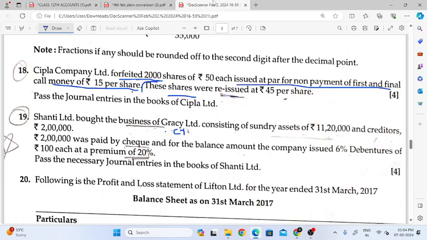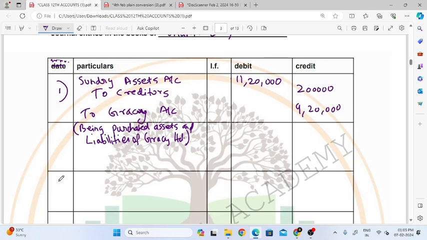Okay, then the second one is 2 lakh was paid by check, so half of the amount is paid by check. Okay, and for the balance amount the company issued 6% debentures of rupees 100 each at a premium of 20%. So the second one, since we paid Gracie by check, so Gracie Limited account debit to bank account.